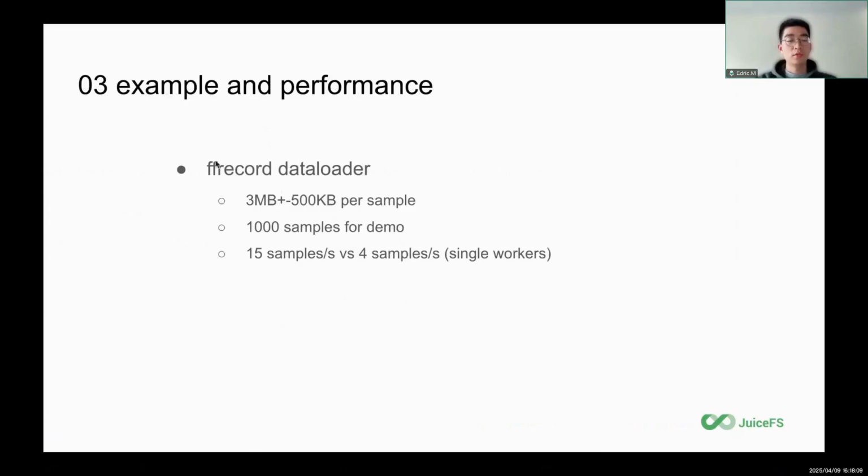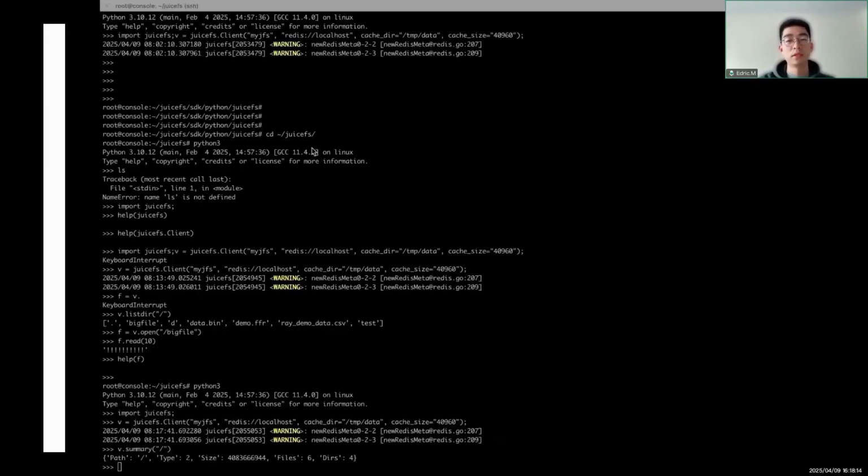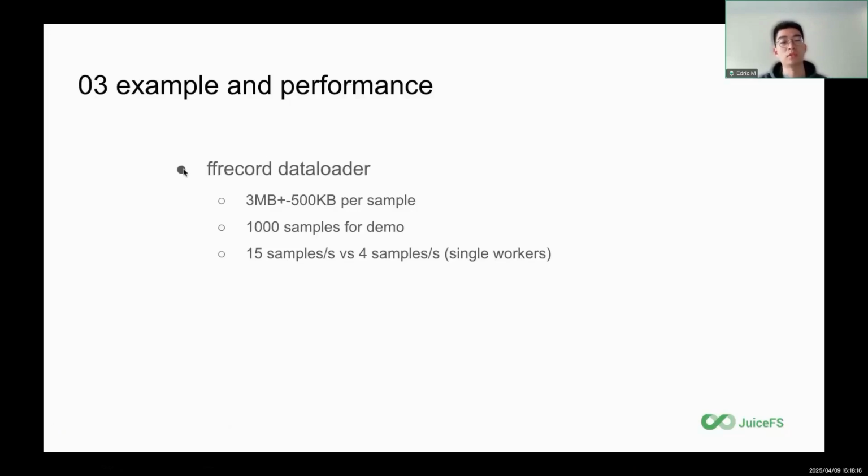Okay. Finally, there's another example, a demonstration part. I'll briefly introduce it here. We chose an FFRecord data loader as a demo. Here, we want to verify something when we read through Fuse. At the beginning, it was mentioned that there is a 128K maximum request limit, but through the Python SDK, there is no such limit.